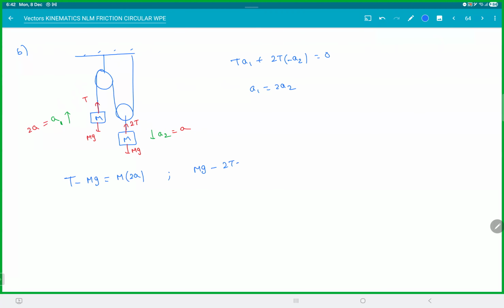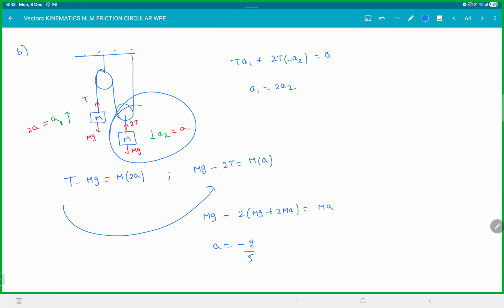This will be mg minus 2T is equal to m into A. You're done. Take this T, dump it here. This will be mg minus 2, that will be mg plus 2ma is equal to ma, that would be minus mg, A is equal to minus g by 5. There, I thought it would go down, but it is actually going up. The sign will take care of it even if you have the wrong acceleration direction. So this guy is going up and the other one is coming down. Easy? That's it. This is what you do.